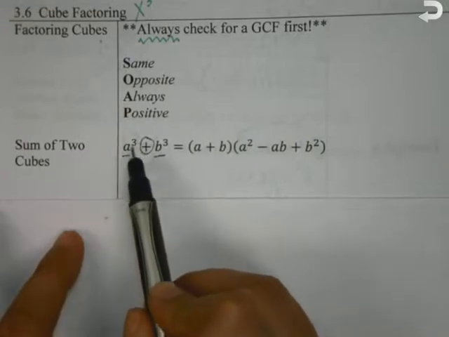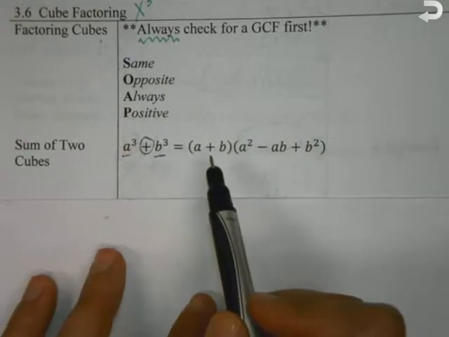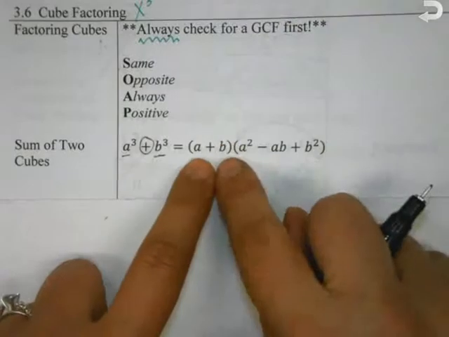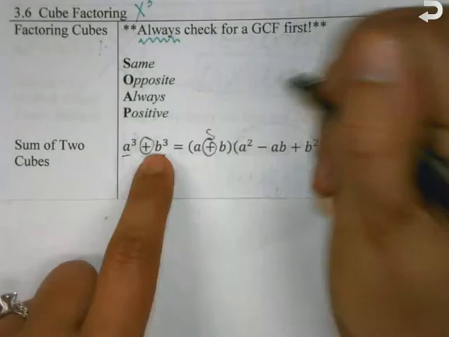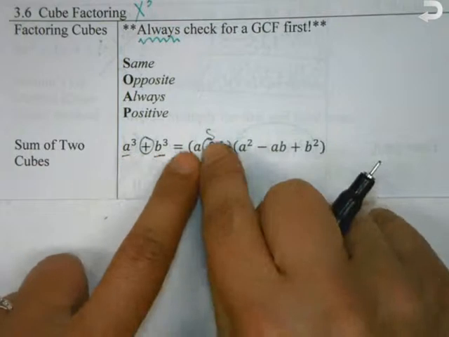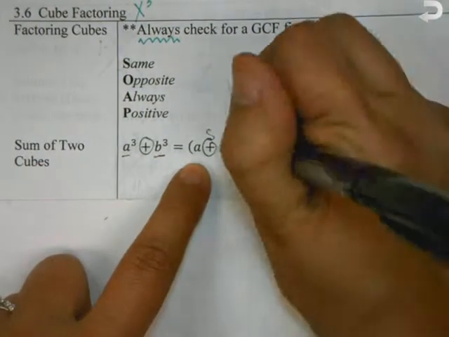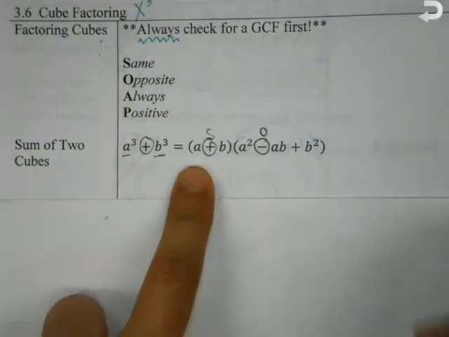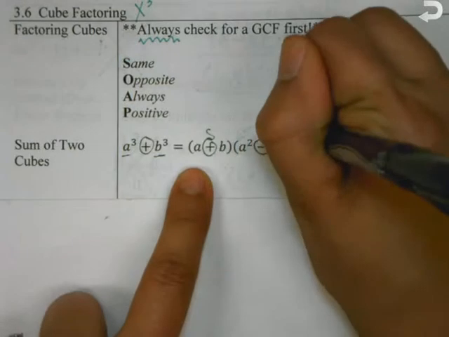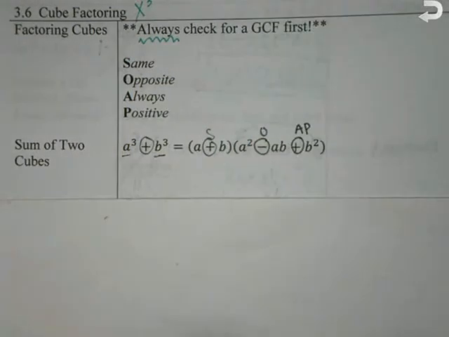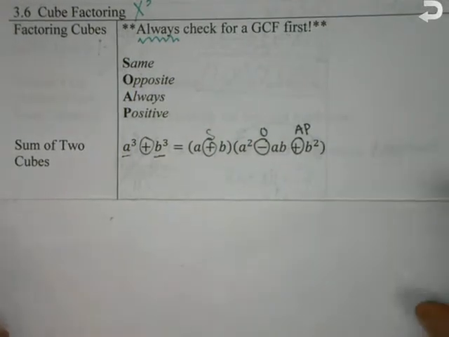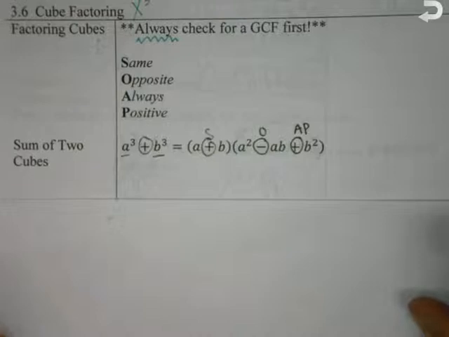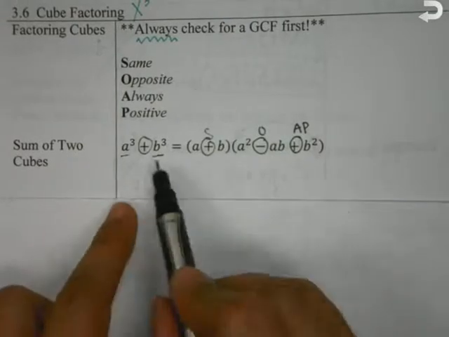And here's where that SOAP comes in. Our signs inside of the parentheses are always going to show up as same, opposite, always positive. My original problem was addition, so my first sign is addition. The next one is the opposite, so in this case it will be subtraction. And then the last one is always positive. So when we start factoring these, we write our parentheses and put in the signs first. Then we fill in blanks.